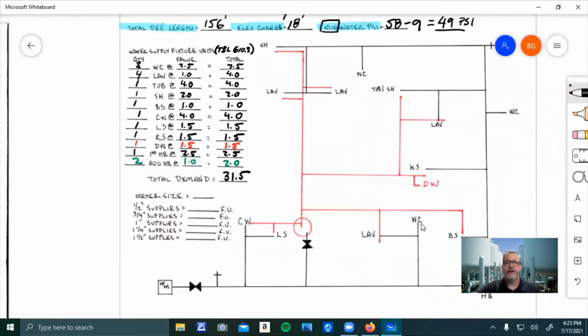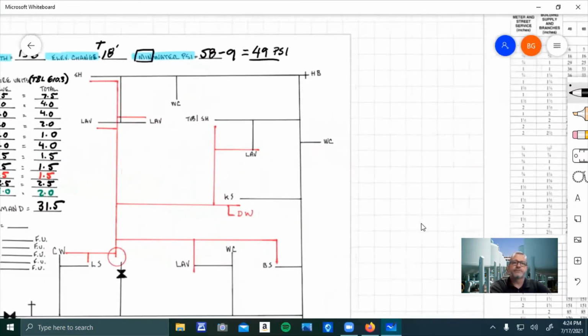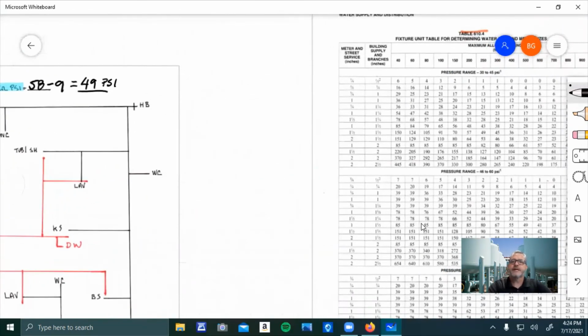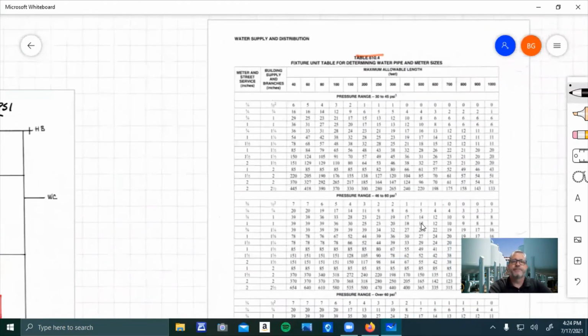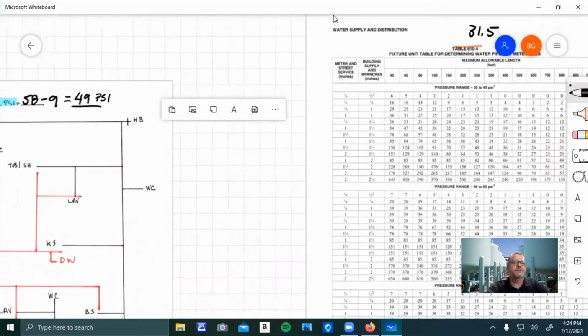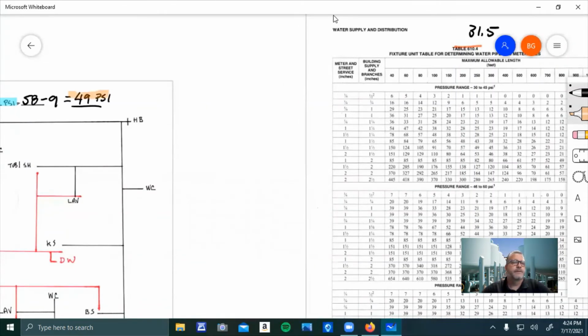We are going to now figure out what size the meter is going to be. And that goes to table 610.4. So we're going to write down right here a little cheat sheet: 31.5, and our pressure was 49 psi.